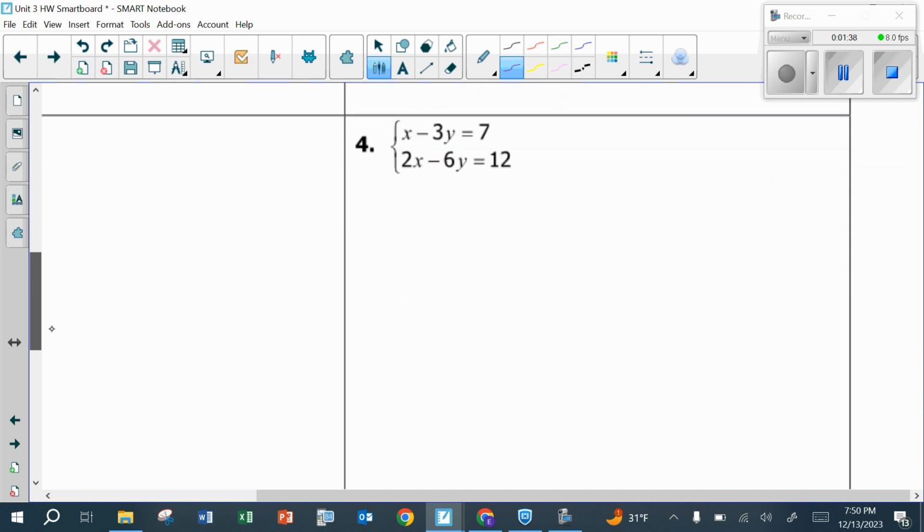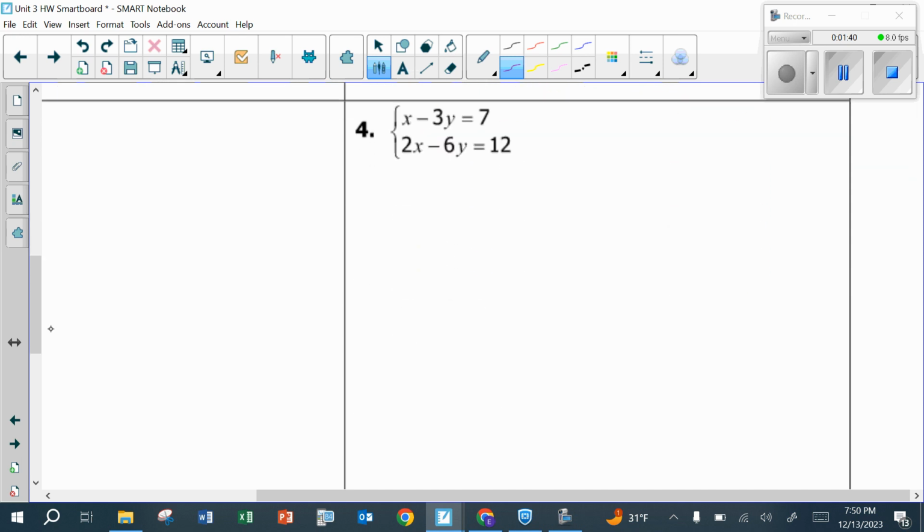Okay, number 4. There's a couple different ways you could do this. You can multiply the top by negative 2 to eliminate the x's. You could also, actually, wait a minute. You could multiply the top by negative 2 to eliminate the y's. So I'm just going to multiply the top equation by negative 2, and we'll see what happens. So you get negative 2x plus 6y equals negative 14. And then copy down 2x minus 6y equals 12.